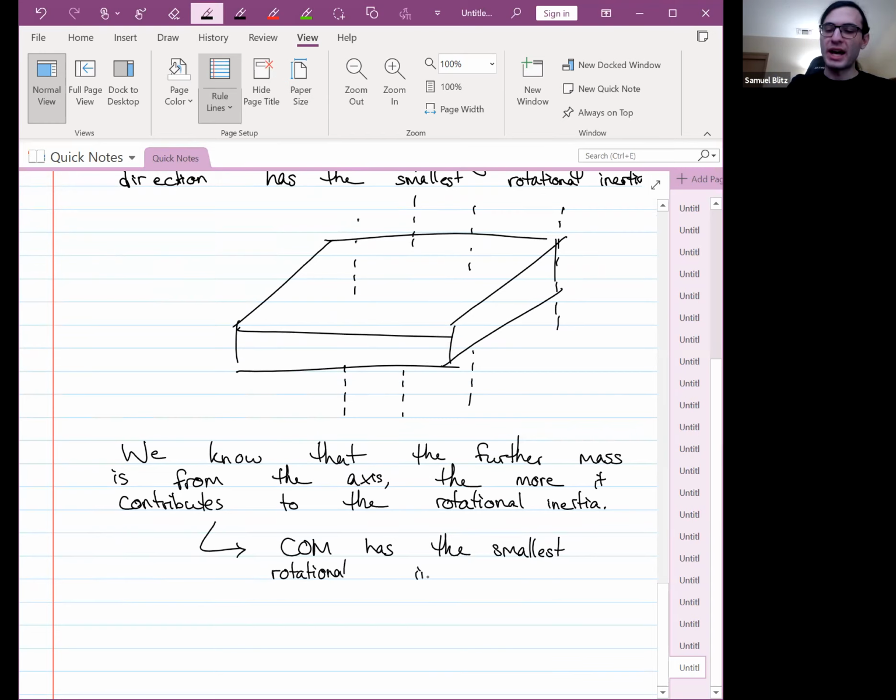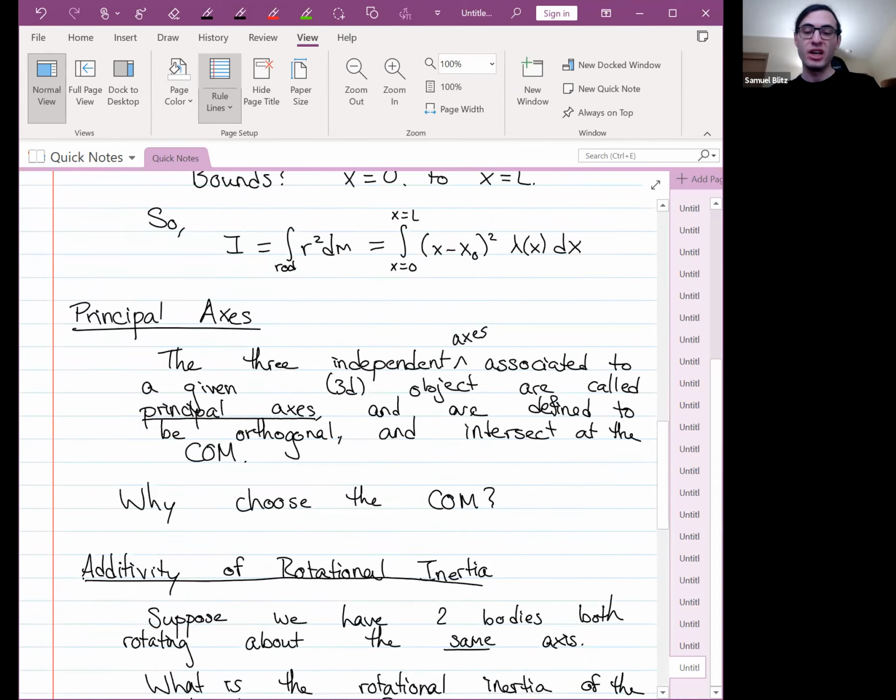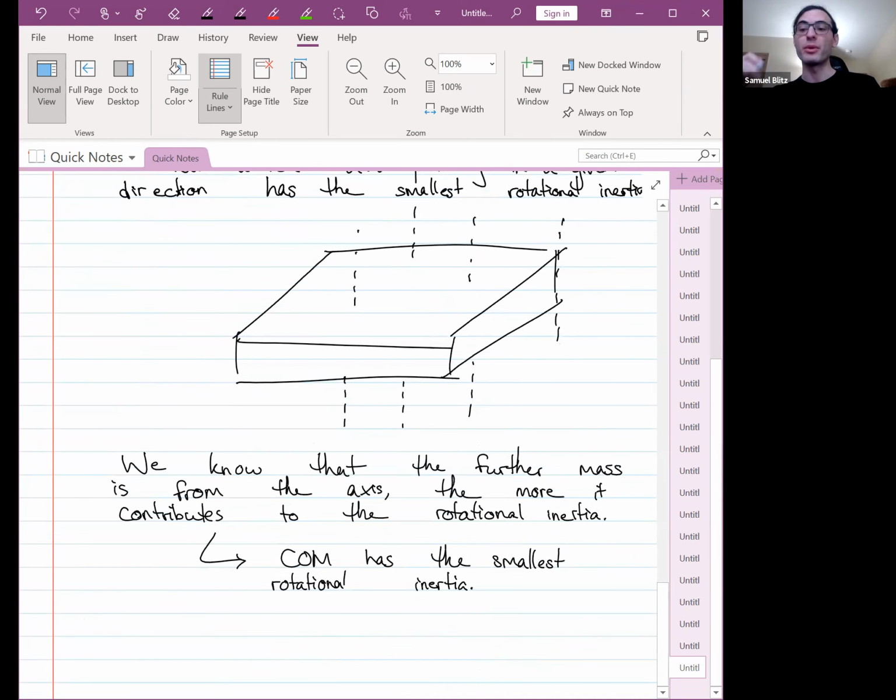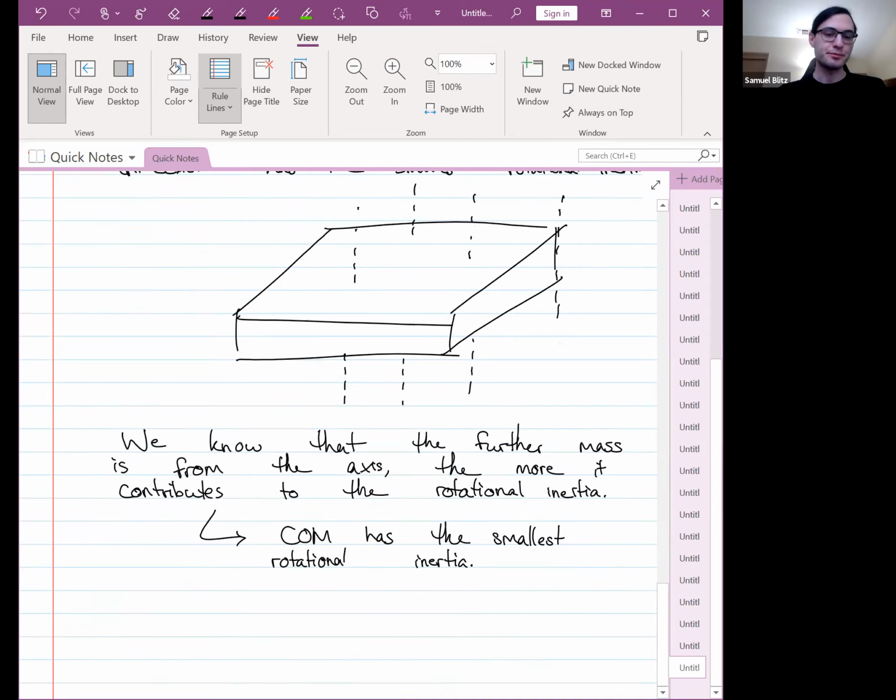The axis passing through the center of mass would have the smallest rotational inertia. And so that was the whole point with these principal axes. The principal axes are the places where the moment of inertia is the smallest in a given direction, because those are the axes that pass through the center of mass.